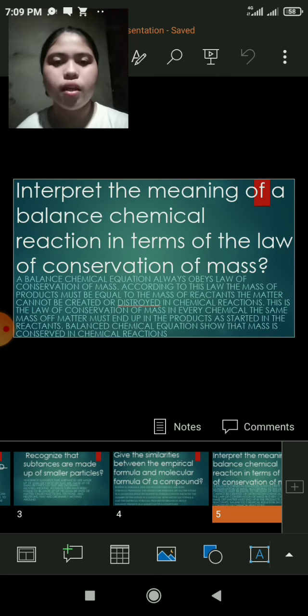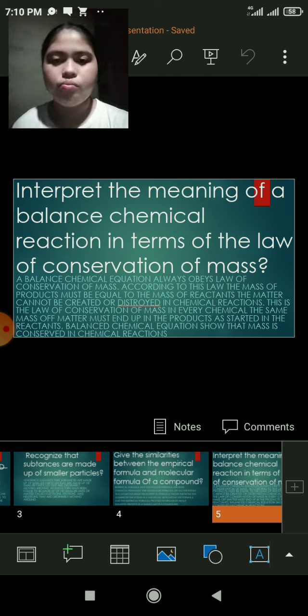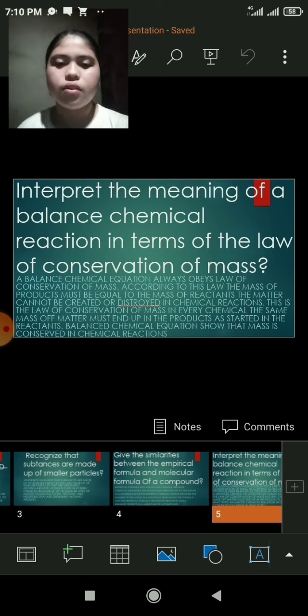Stoichiometry. Interpret the meaning of a balanced chemical reaction in terms of the law of conservation of mass. A balanced chemical equation always obeys the law of conservation of mass. According to this law, the mass of the products must be equal to the mass of the reactants. Matter cannot be created or destroyed in a chemical reaction. This is the law of conservation of mass in every chemical reaction. The same mass of matter must end up in the products as started in the reactants. Balanced chemical equations show that mass is conserved in chemical reactions.